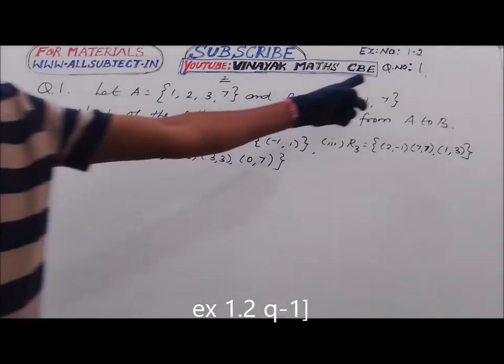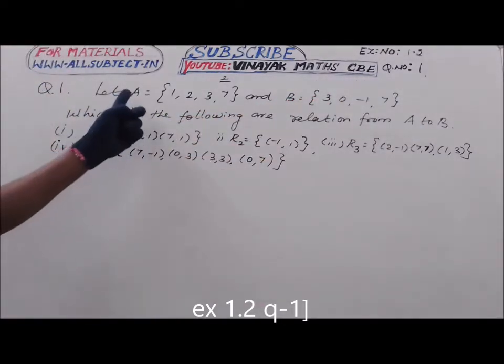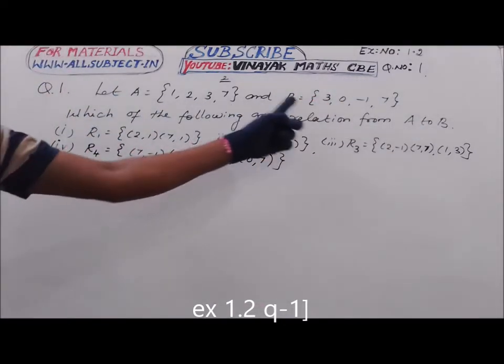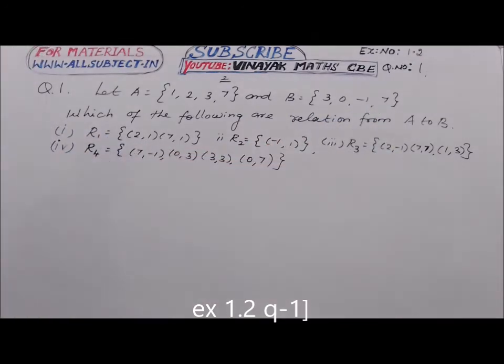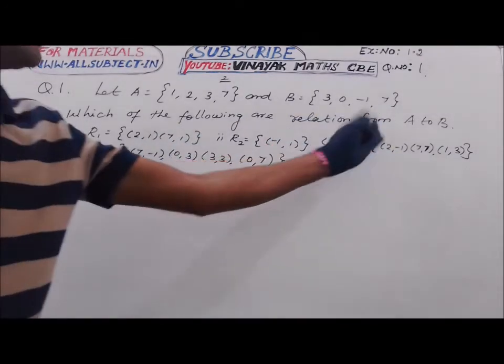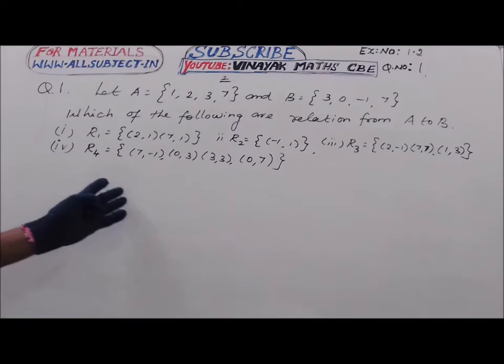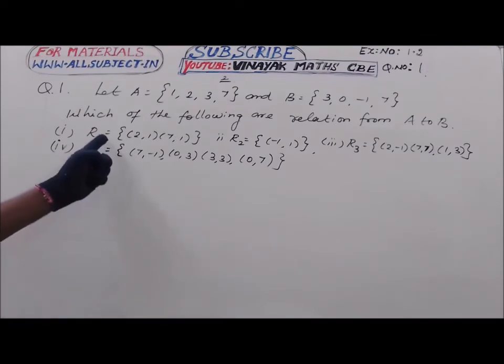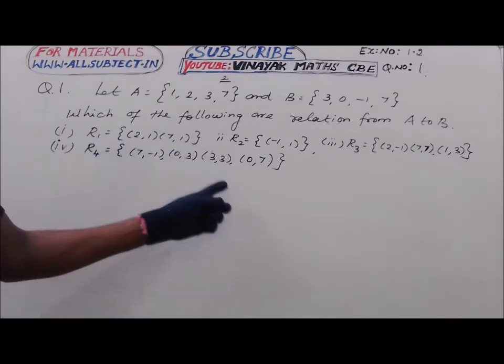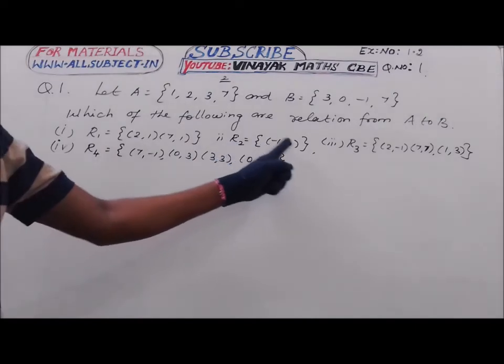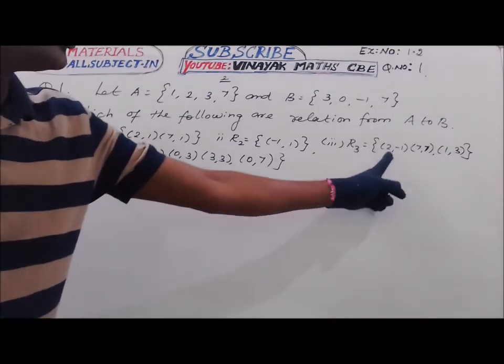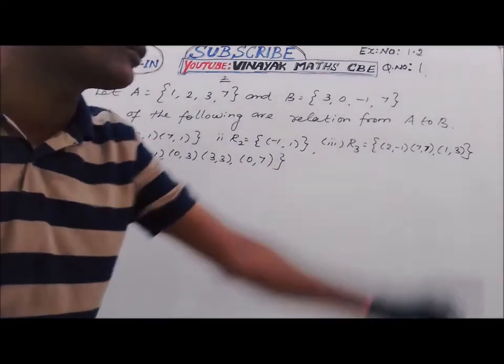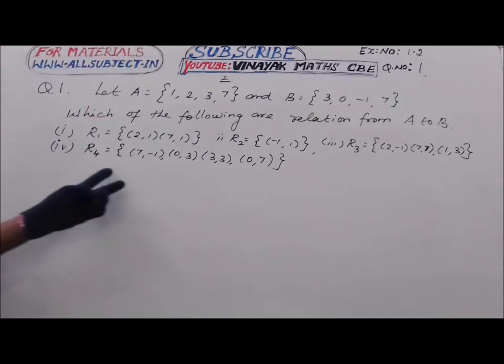Question number 1, exercise 1.2. A equal to {1, 2, 3, 7} and B equal to {3, 0, minus 1, 7}. Which of the following are relations from A to B? There are 4 relations given here. The first relation is R1, containing (2, 1), (7, 1). Relation 2 contains (minus 1, 1). Relation 3 has (2, minus 1), (7, 7) and (1, 3). In relation 4 there are 4 elements.